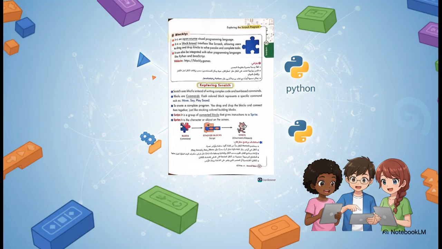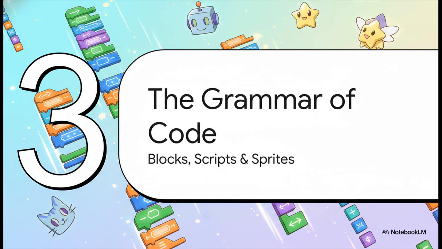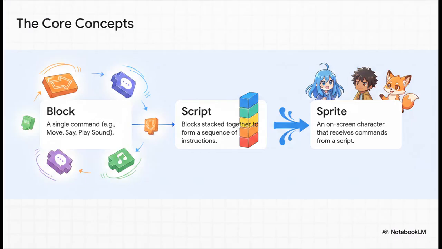Okay, so we've seen the places where the magic happens. Now, let's learn the language itself. Every language has its own grammar, right? And in the world of block-based coding, that grammar is built on 3 core ideas: blocks, scripts, and sprites. Let's break this down.